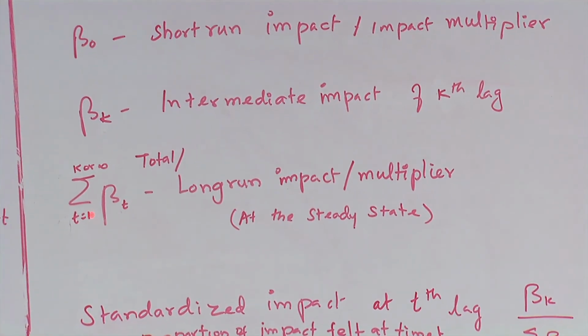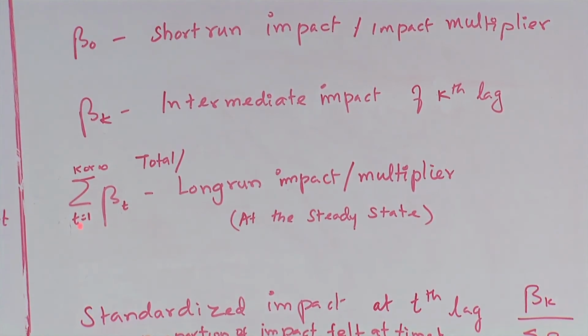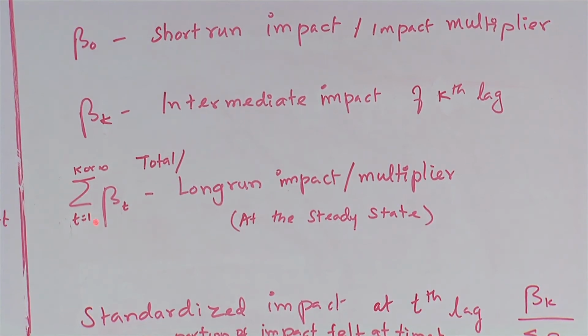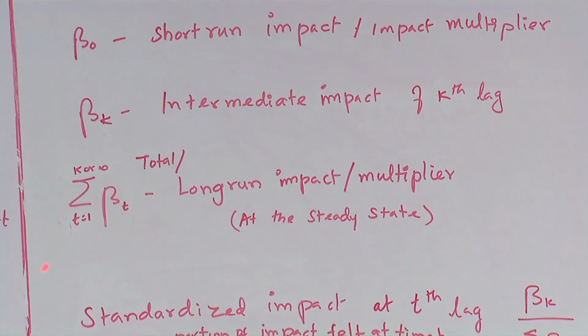In the finite case, the terminal term is k, and for the infinite case it will go up to infinity. So, it is simply the sum of beta t, with t varying from 1 to k, that is the long run impact. If it is an infinite lag model, we say the sum of beta t, with t varying from 1 to infinity, is the long run impact.